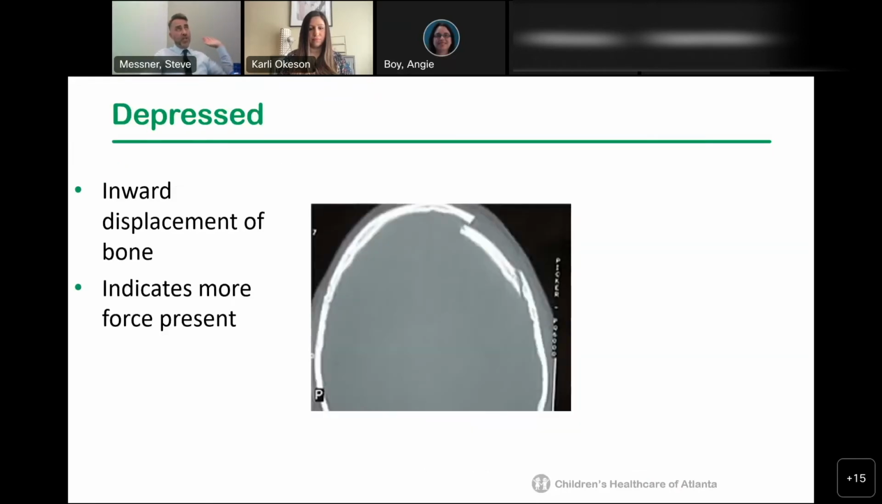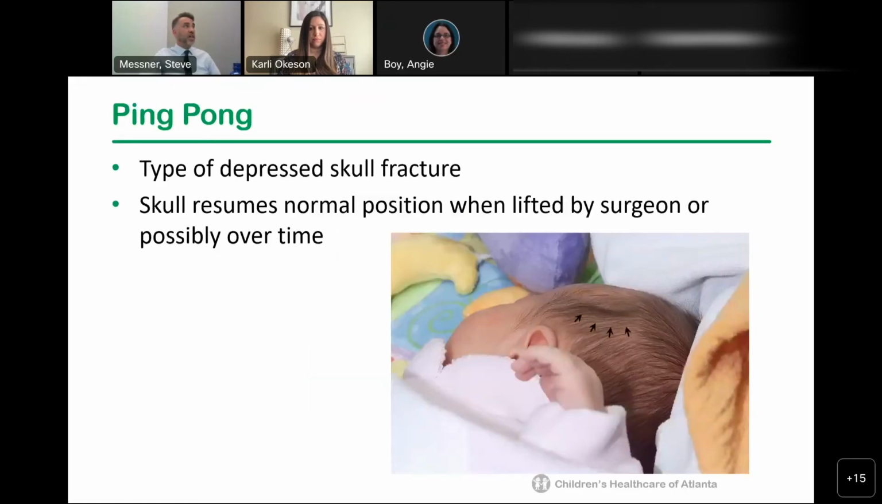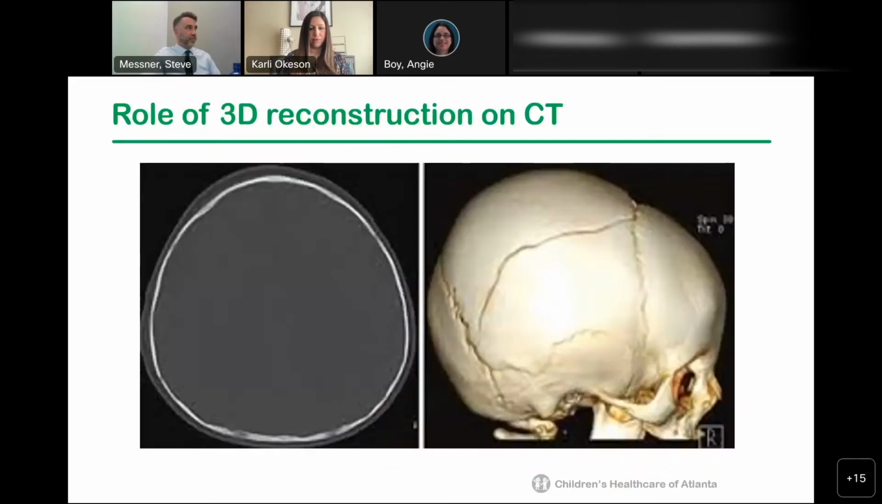Sometimes the bone is not just fractured, but there's enough force to also push the bone towards the brain. And that's what we call a depressed skull fracture. Again, more force being present to cause that. In little babies, we'll sometimes see these ping pong fractures where the bone is just kind of dented in. It's like a greenstick fracture of the skull. It doesn't necessarily mean that there was more force applied. It's just a variation on a parietal skull fracture.